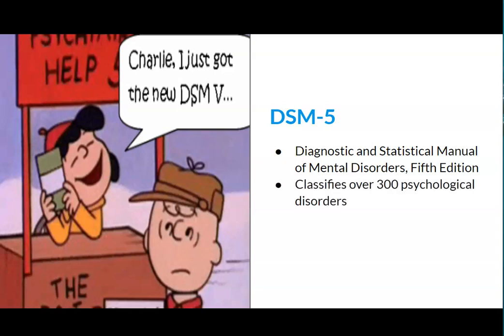Its purpose is to classify over 300 psychological disorders, and it lists criteria to make a diagnosis. There's no way that anyone can memorize 300 disorders and their symptoms. That's why we have the DSM-5. A fun fact about the DSM-5: it is published by the American Psychiatric Association, not the American Psychological Association.